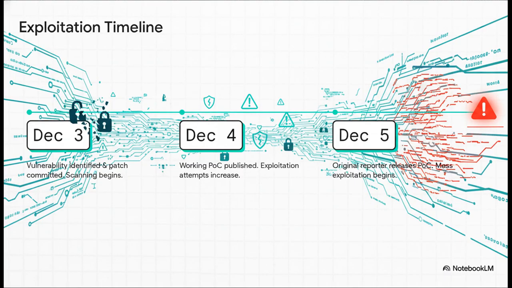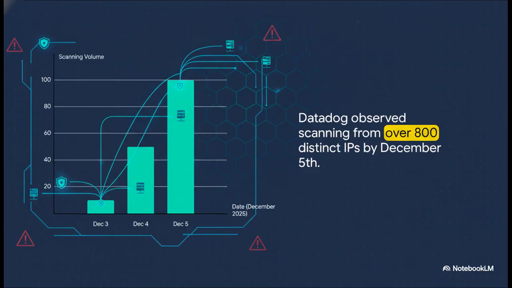The patch goes live on December 3rd, and almost immediately, automated scanners start looking for vulnerable servers. By the very next day, a working exploit is public. By day 3, it's a full-on free-for-all. The window you had to patch before you were a target was basically non-existent. And this chart just visualizes that madness perfectly.